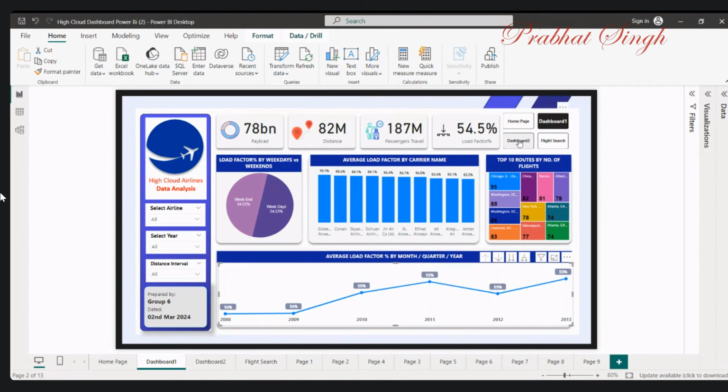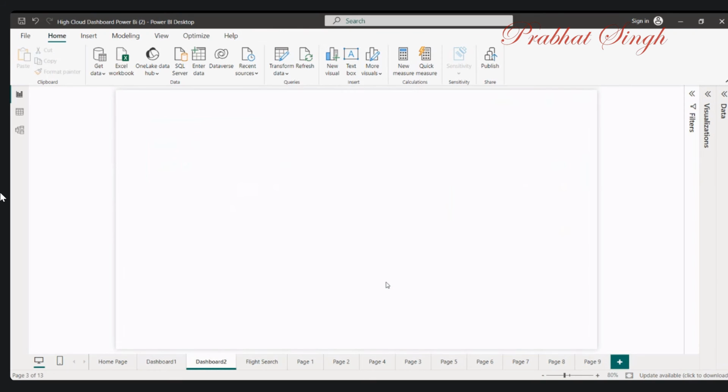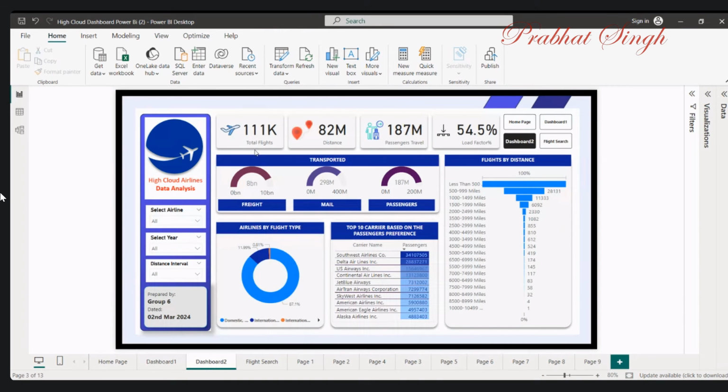Now dashboard 2. Here the total flights are 11K and the distance is 82 meter. Passenger travel is 187 meter and the load factor is 54.5 percent. Here we can see transported freight is 84 billion, transported mail is 298, and passengers are 187 million. Airlines by flight type: domestic US carrier only is 96,547, which is 87.1 percent.